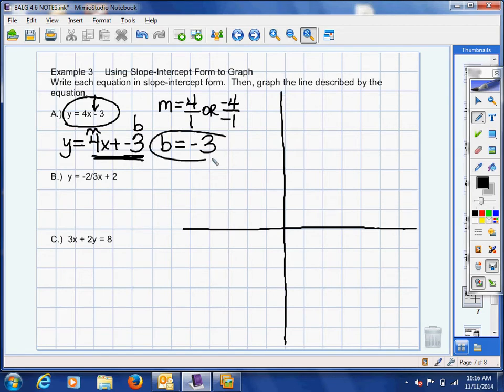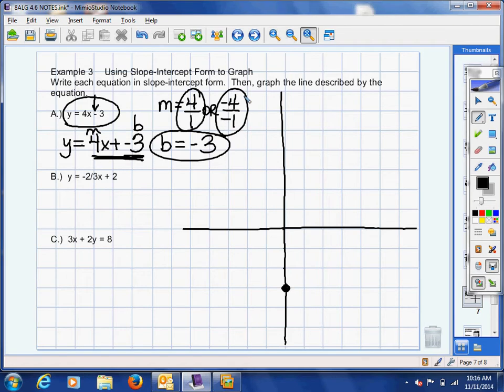You always start with the one point you know is on your line. And we know for a fact that -3 is our y-intercept. So on the y-axis, find -3. So start at your origin and go down to -3 and mark it. Now, from there, you can use either form of your slope. You can go up 4, right 1, or you could go down 4, left 1.